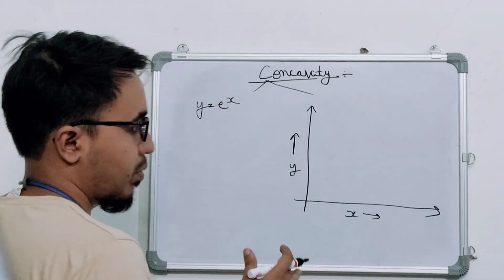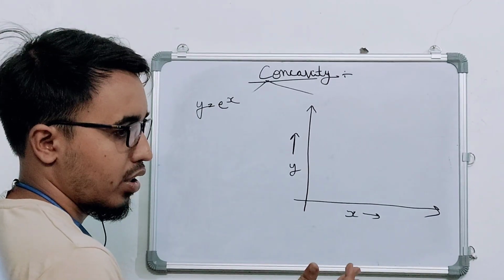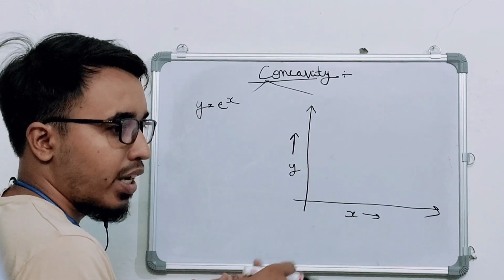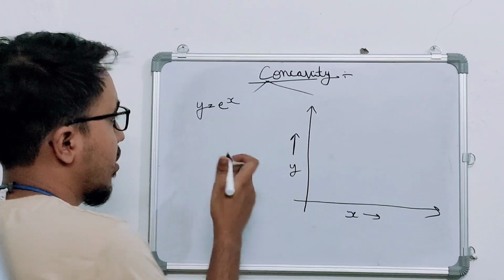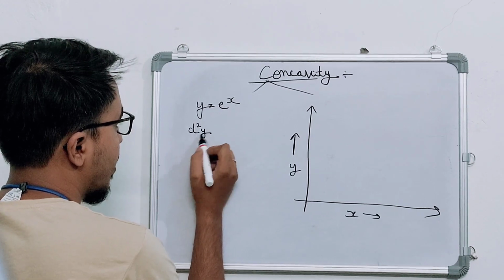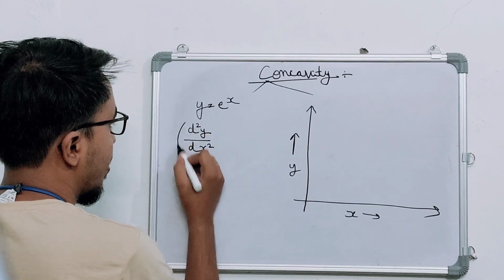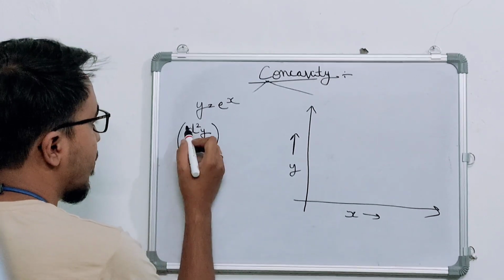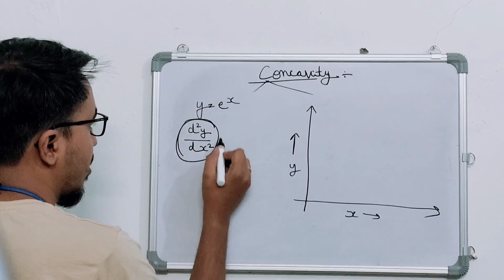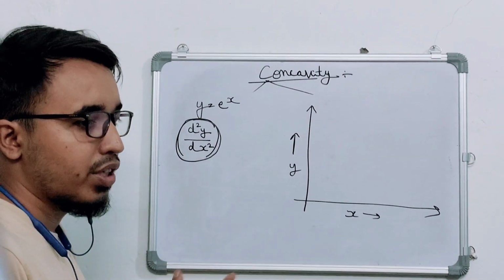From the previous concept, if the slope is increasing, how would we calculate the slope of an increasing function? The slope of an increasing or decreasing function is calculated on the basis of this factor. This is the factor which will decide whether the slope is decreasing or increasing.